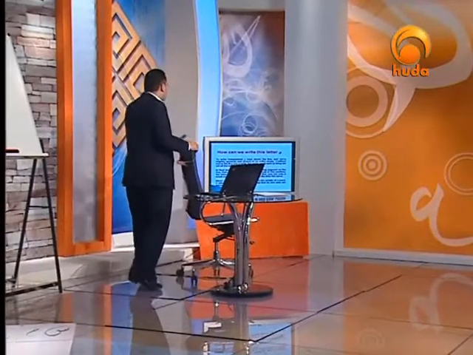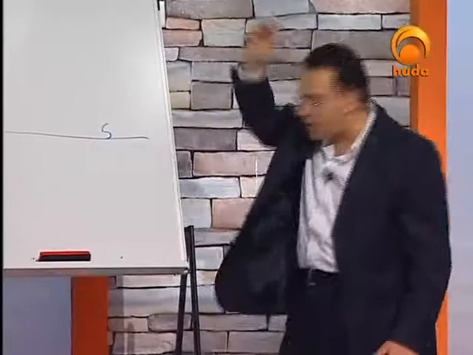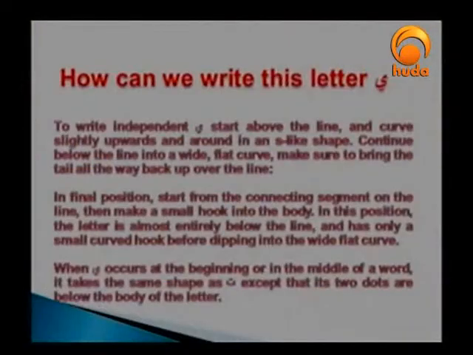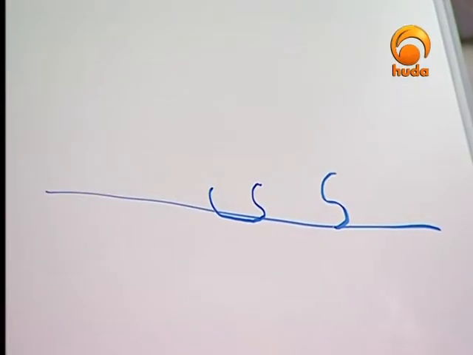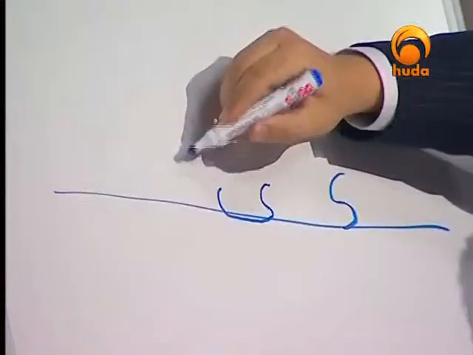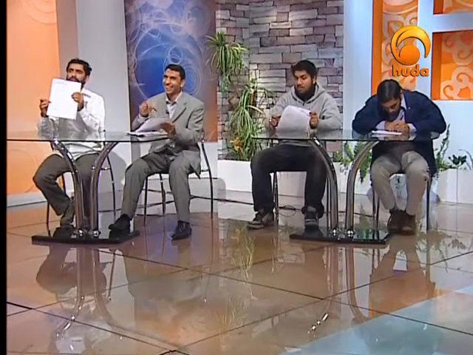To write independent ya, start above the line, curve slightly upwards and around in an S-like shape. So I would write something like S. Please follow me here. This is in this way. So this is S. Can you see that? Now, continue below the line into a wide, flat curve. Make sure to bring the tail all the way back up over the line. Here it is. Can you write this again, please? Follow me like this. You would write first a shape that looks like S, and then you make a curve up to the right side. It looks like a duck.